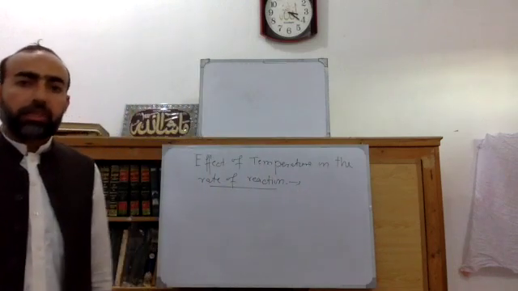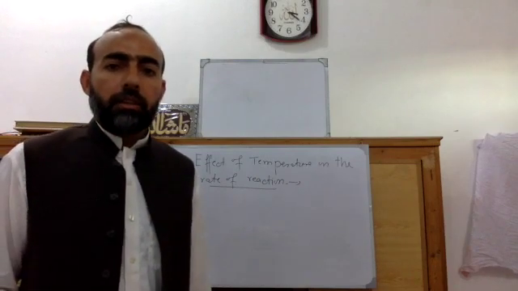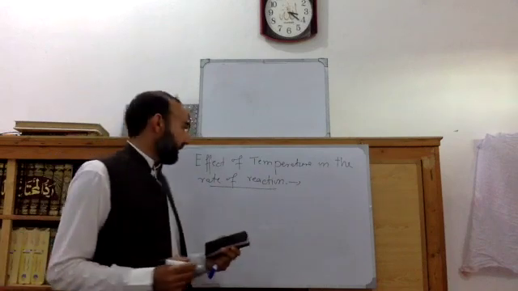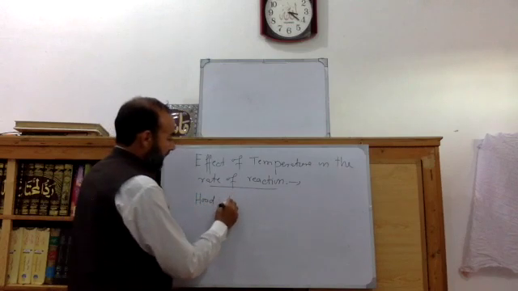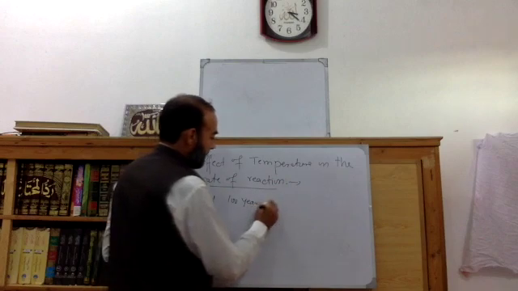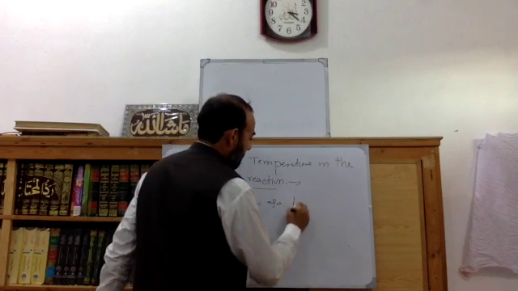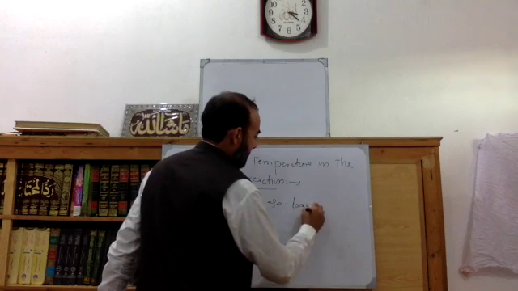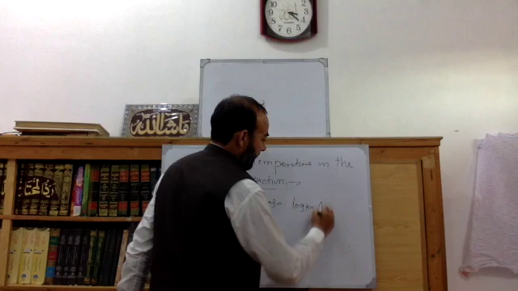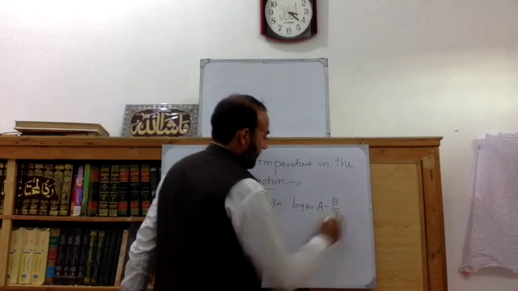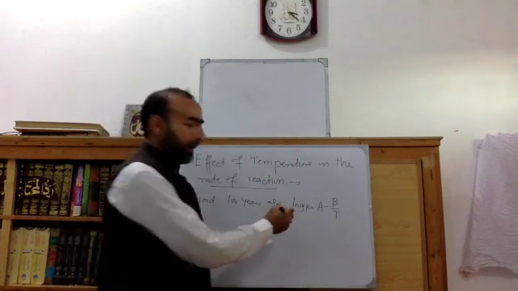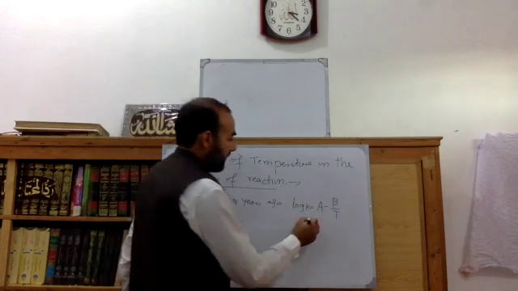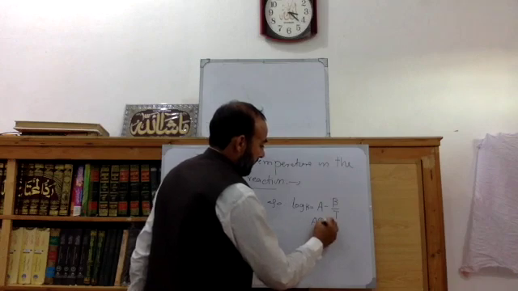The effect of temperature on the rate of reaction was first explained by Huth about 100 years ago. Later on, Arrhenius modified that equation. The first equation given by Huth was: log of rate constant is equal to A minus B over T, where B and A are constants, while T is absolute temperature. So these A and B are empirical constants.